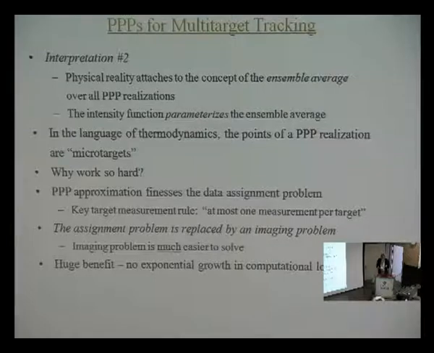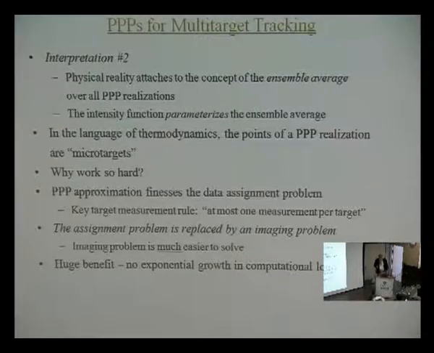Boltzmann and Gibbs were the founders of the field, basically. And they speak of these particles as these microstates. So you integrate over the microstates. When you integrate over the microstates and take this ensemble average, that's physical reality. In this way, I would speak of micro-targets. The points of the realization are micro-targets, and the ensemble average is what we're after. Okay, you might not like that language. I accept that. But I don't even need to use it.